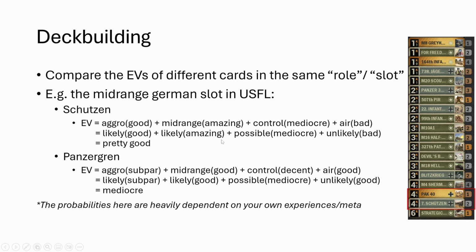However, as I mentioned, since I mostly face aggro and mid-range on ladder, I'm going to weight those two very heavily. And since Schützen is a lot better against aggro and mid-range, my expected value for Schützen is actually pretty good.